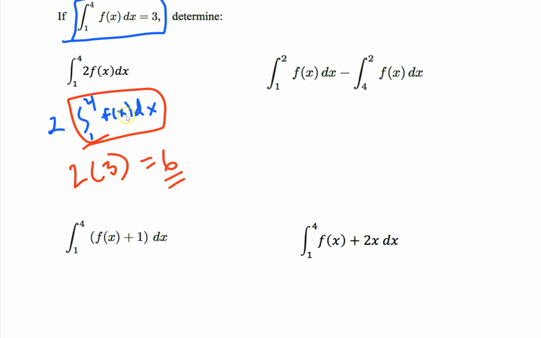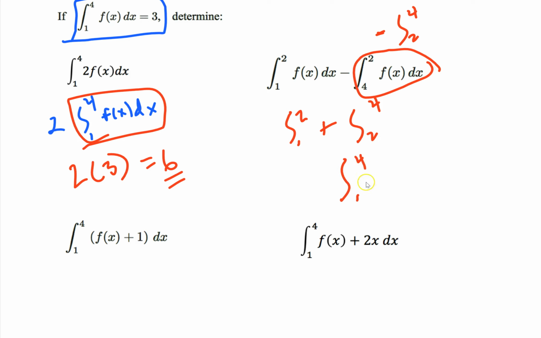You pull the 2 out. Oh, it's the thing they gave me. That's 3. So 2 times 3 is 6. Look at this next one. Again, they gave me 1 to 4. This is 1 to 2 and 4 to 2. What's going on there? Well, I've got to try to make this 1 to 4. So let's flip this. Notice the limits are off. So let's flip that around. So 1 to 2. If you flip the limits, doesn't that negate it? There's already a negative there, so it's become plus 2 to 4. Now remember, these match. 1 to 2, 2 to 4, that just gets you the whole 1 to 4. And we know what that is. They gave it to us. It's 3.